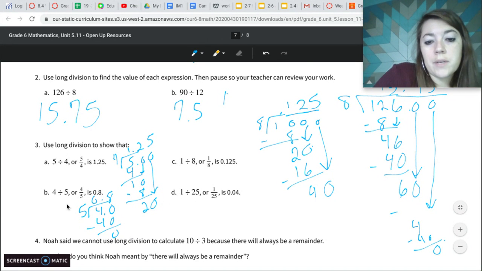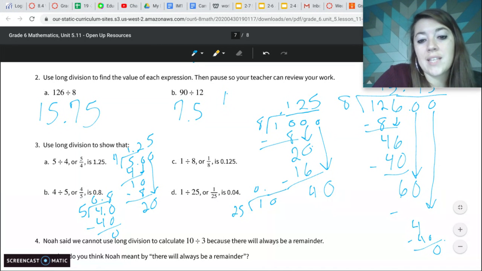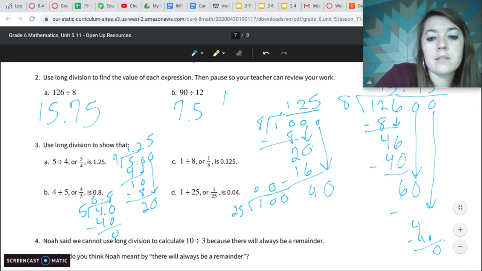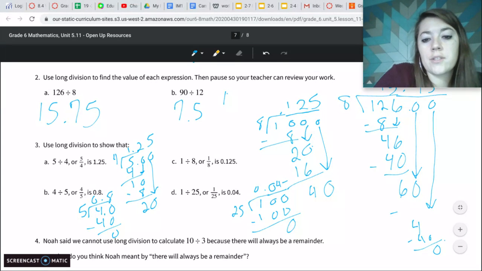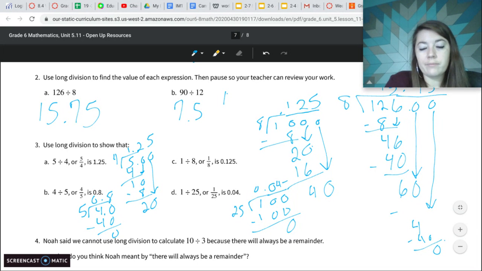All right, and the last one, we're taking 1 and dividing it by 25. Can 25 go into 1? Nope, it can't. Add a decimal, put a 0. Can 25 go into 10? Nope. Put a 0. Add another 0. Can 25 go into 100? Yes, 4 times, so 100. And there's our answer, 0.04.